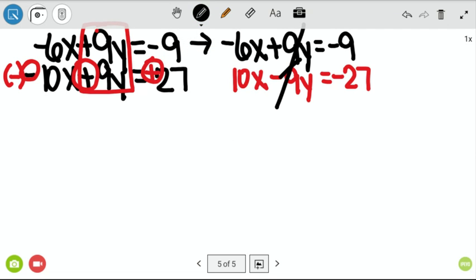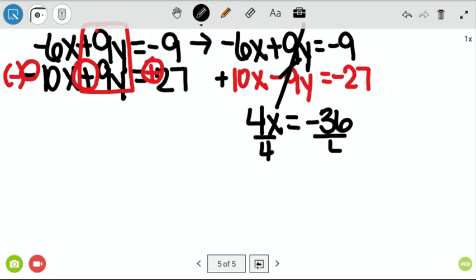And so now we can take negative 6 plus 10, because that's positive. So that'd be 4x. And then this becomes negative 36. So we divide by 4, and I get x is negative 9. So then I can pick top or bottom, and I'm going to go with the top equation because it's smaller numbers. But I now know x is negative 9.